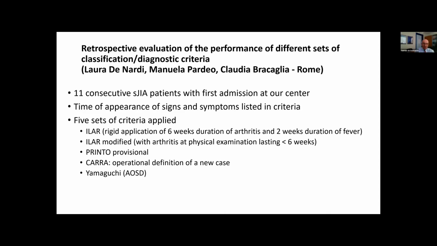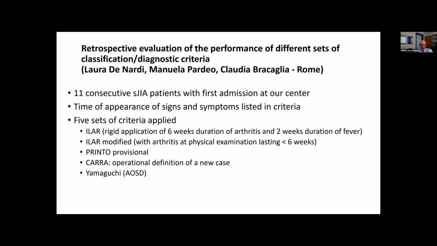And we have used 5 sets of criteria: the ILAR, I would say, the rigid application of 6 weeks duration of arthritis and 2 weeks of fever. And you know, all of you know what I'm talking about. What we call ILAR modified, that is pretty close to what Dan has described right now in the amendment of the ongoing clinical trials, which is arthritis at physical examination, no limit on arthritis duration. So 1 day should have been sufficient. The PRINTO provisional criteria and the CARRA operational definition of new cases, and the Yamaguchi.